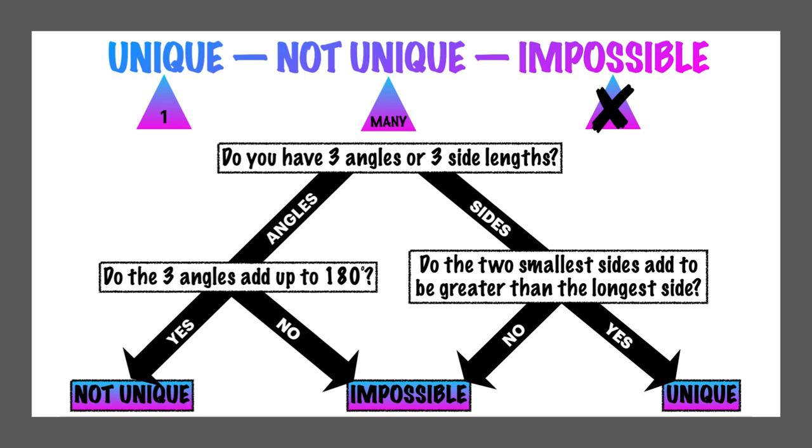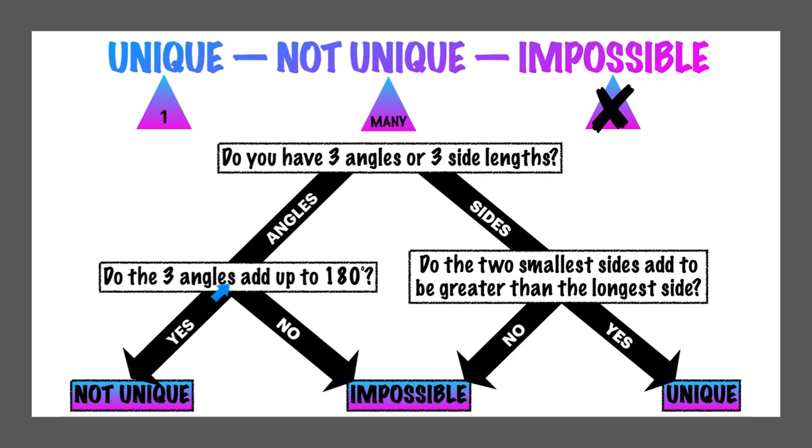All right. What I'm going to give you is 3 angles or 3 side lengths. Your angles will have degree signs. Your side lengths will have a measurement unit with it. So your first box is asking you a question. Have you been given 3 angles or 3 sides? Well, if you've got 3 angles, you follow the side that says angles, and it takes you to your next question. Do the 3 angles add up to 180?